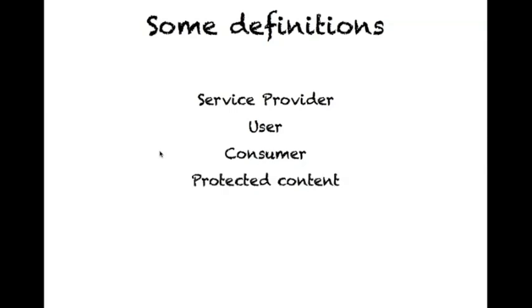Again, the protected content is the data that you want to get or to share, and then the consumer key is a value that gives the identity of the consumer to the service provider, and the consumer secret is a value or a password that authenticates that the consumer who has it is the owner of this key.